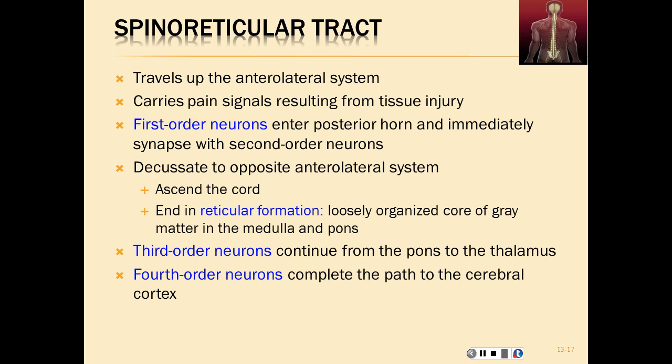Now they're going to decussate and ascend the cord. That means they're going to cross over and then go up the cord to a loosely organized core of gray matter called the reticular formation in the medulla and the pons. From there, the third order of neurons will continue from the pons to the thalamus. And of course, this one has a fourth order of neurons that will complete the path from the thalamus all the way up to the cerebral cortex. So for the reticular tract, we're going to have four orders of neurons. If I can find that tract for you, the spinoreticular tract, I will definitely post it online for you guys to see.